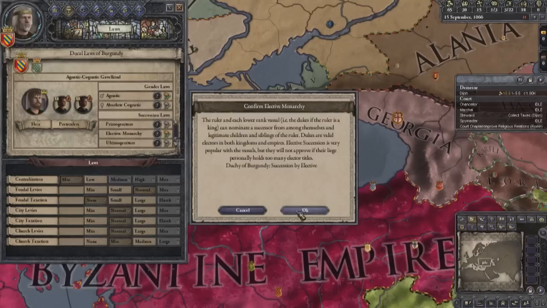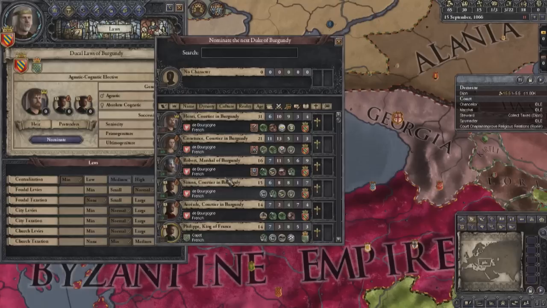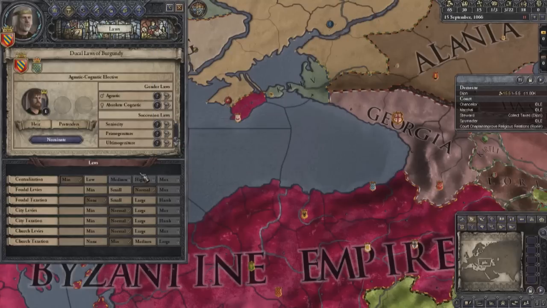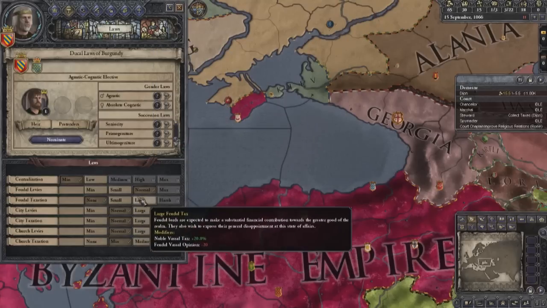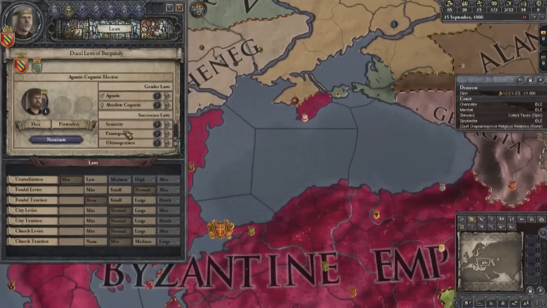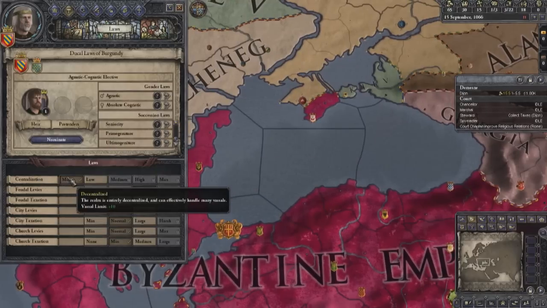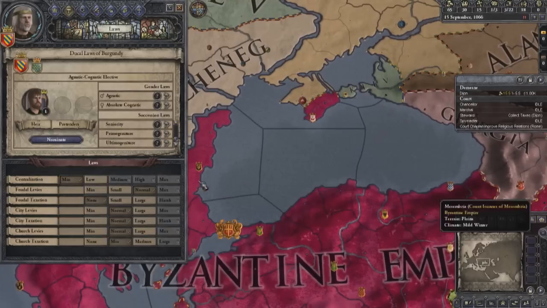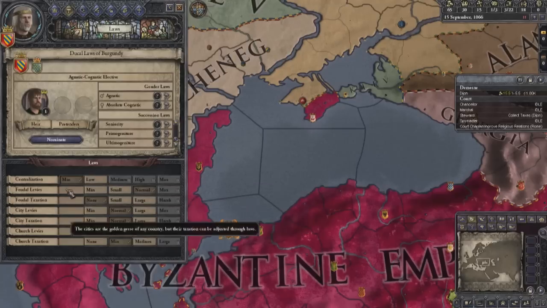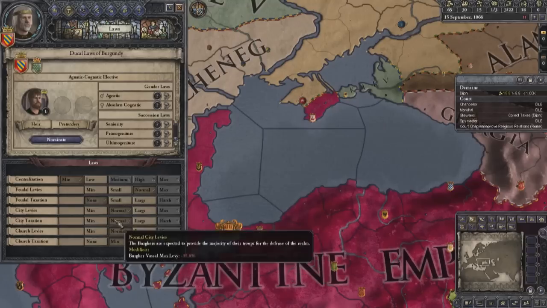So I'll say elective monarchy and nominate him. You may want to try to aim for primogeniture, but it requires high crown authority. These other laws are centralization, which higher centralization gives you a higher domain limit but a lower vassal limit, and vice versa. Then you have your levies and taxation laws.